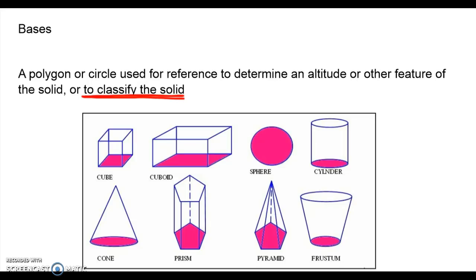We always use our base as a form of reference when we're trying to solve surface area or volume. So here we have our cube, and our cube obviously has a square base. Here our cone has a circle base. Cylinder also has a circle base, and there are some other unique shapes.